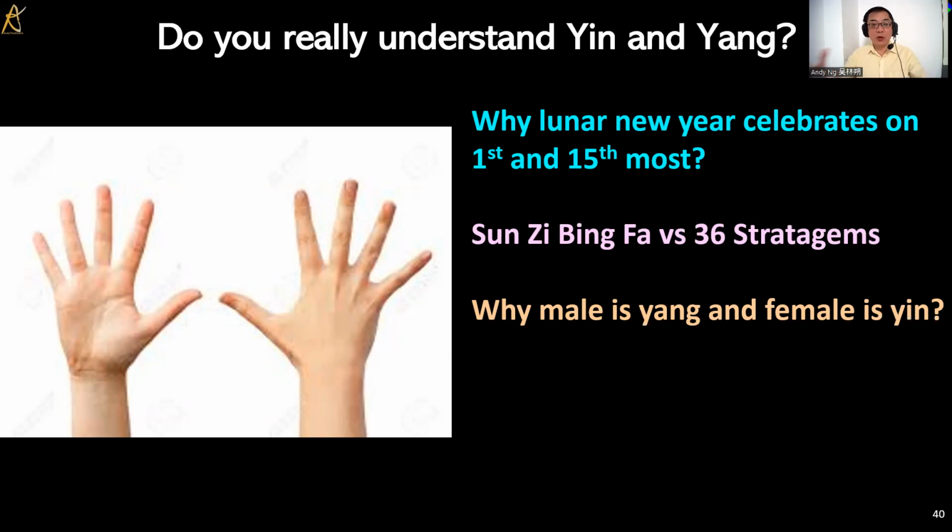Then why is male yang and female yin? Very simple. You look at your dog or cat. How do you know whether this dog or cat is male or female? You don't go by the looks, you go by the sexual organ. So you look under the legs of the cat and realize that the male cat has one sexual organ, whereas the female cat has two sexual organs.